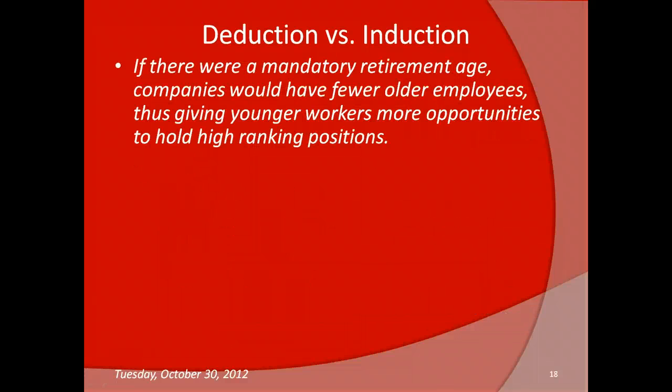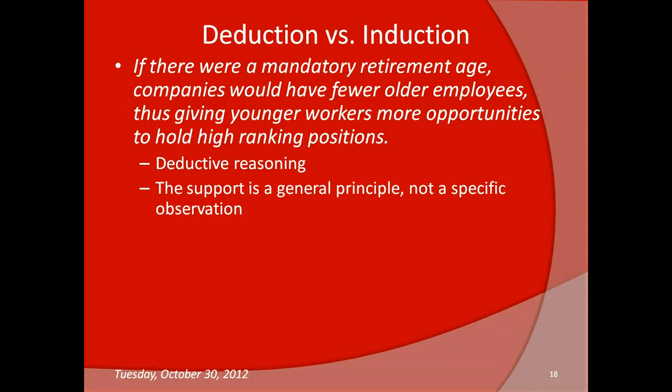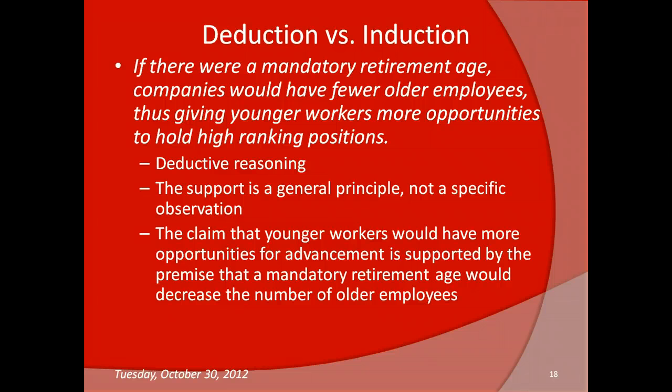Let's look at another one. If there were a mandatory retirement age, companies would have fewer older employees, thus giving younger workers more opportunities to hold higher ranking positions. This is deductive. Yeah, this is deductive because there's no observable data. It relies on general principles. The support is a general principle, not a specific observation.